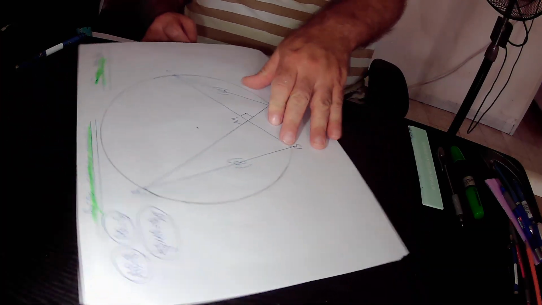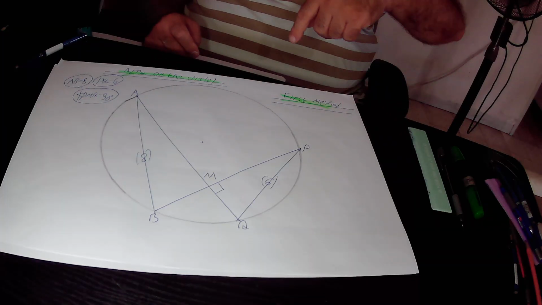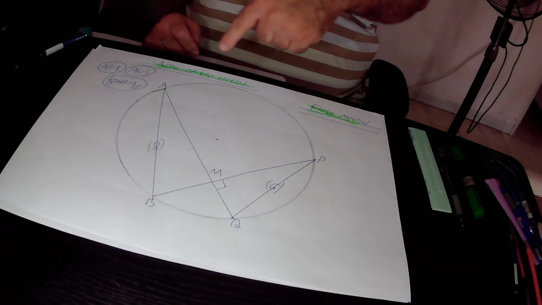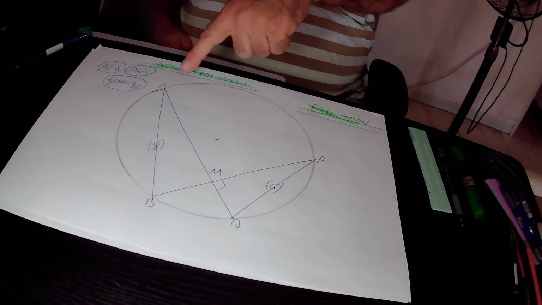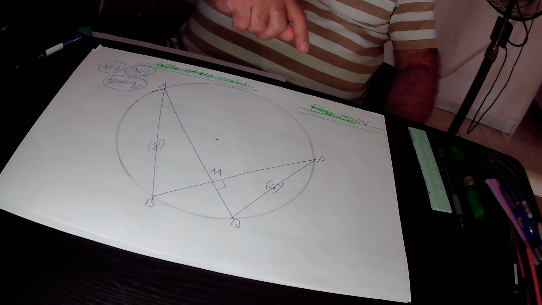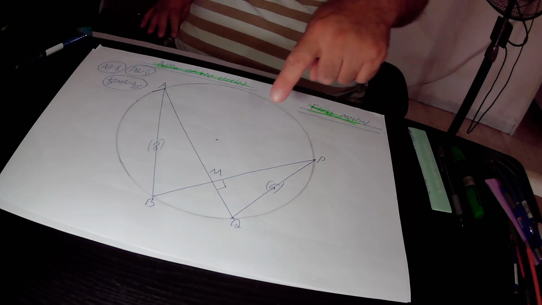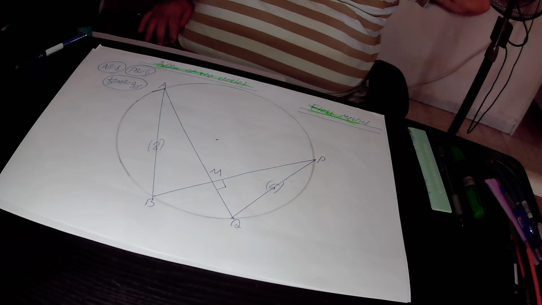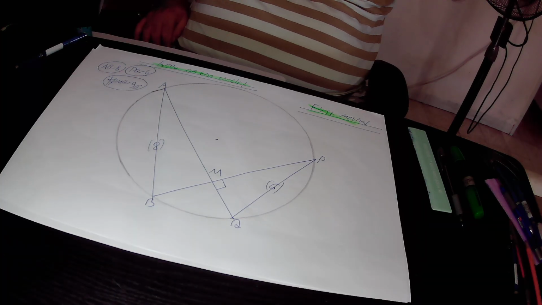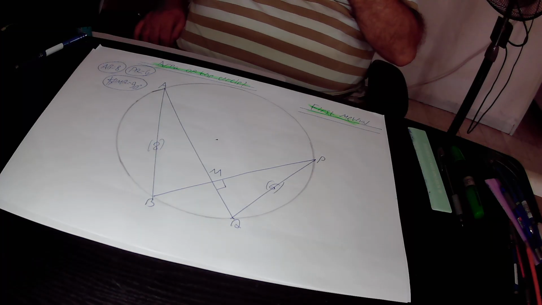In the second question, our task is to find the area of this circle. In the drawing, we have a circle. This chord is called AB, equal to 8 units in length. This chord is called PQ, equal to 6 units in length. This is angle PMQ, a right angle. Again, our task is to find the area of this big circle.